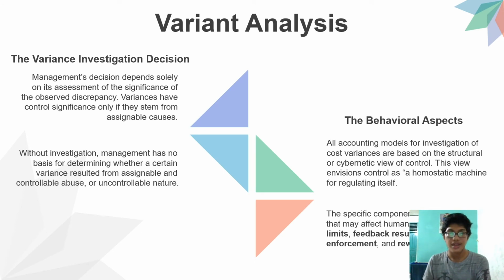Okay, the last step is variance analysis. This step is also divided into two topics. The first one is the variance investigation decision. Management's decision depends solely on its assessment of the significance of the observed discrepancy. Variances have control significance only if they stem from explainable causes.